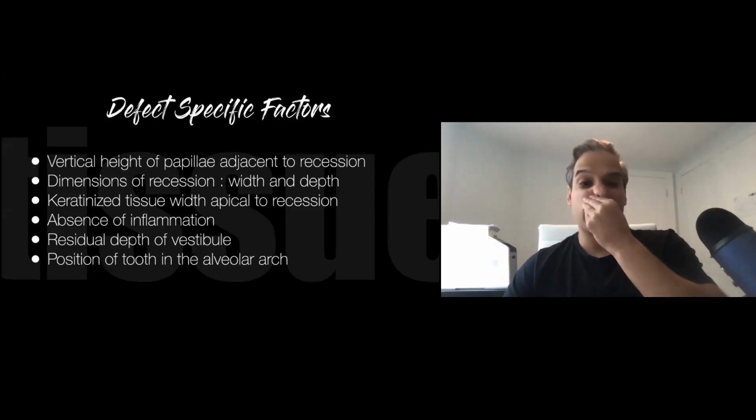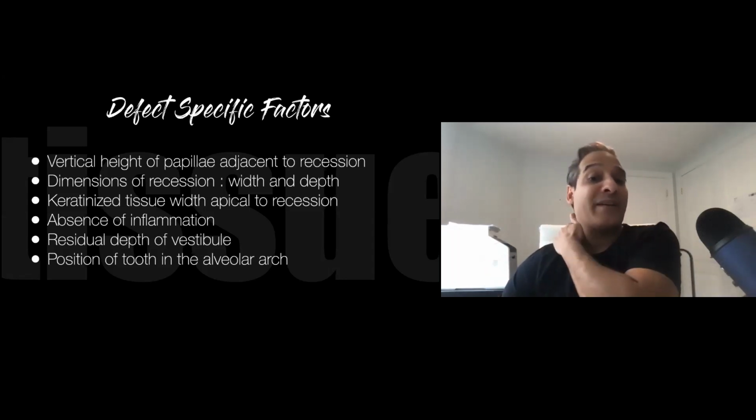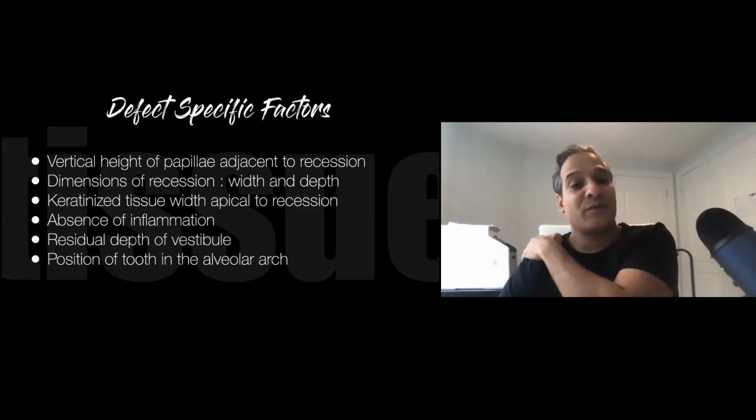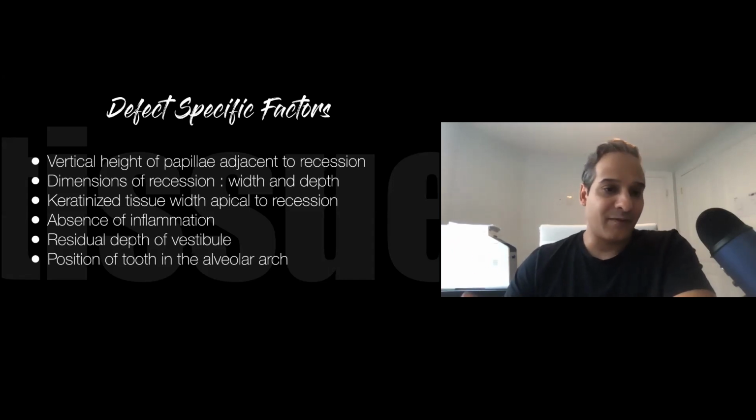We look at the dimensions of the recession. Is it a wide or shallow recession? Is it deep, meaning how wide it is and how long it is, going from an apical to coronal dimension? These also can affect the predictability. Keratinized tissue: is there keratinized tissue in the site at the margin? Even if there is recession, do we have a band of keratinized tissue or is there nothing? These can affect the type of technique you use, as well as how predictable your flap management can be. Absence of inflammation, and the residual depth of vestibule.